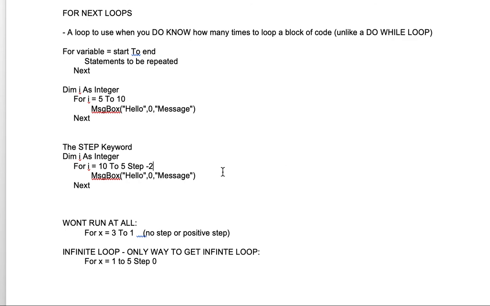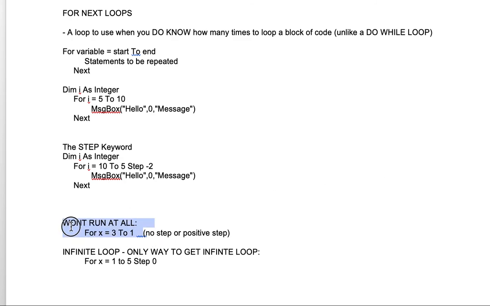Person clicks OK. 8 minus 2 is 6. So I becomes 6. This runs again. Message box shows. Person clicks OK. And then 6 minus 2 is 4. So it's going to stop because 4 is less than 5. So this is going to run 3 times. And that's it.